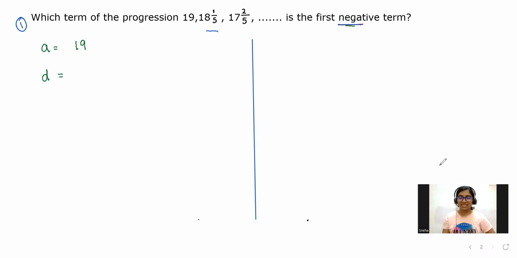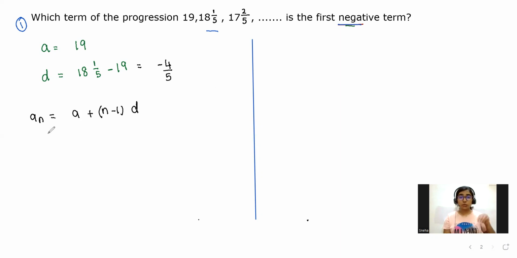We'll be using the formula that we discussed earlier. Now, can anyone tell me the difference? What should I do? 18 1 by 5 minus 19. Of course, convert this mixed fraction into an improper fraction. Find the difference. What is the value that you're getting? Minus 4 by 5. This is the difference. Now, what is the general form of the term that we learned? An is equal to a plus n minus 1 into d. So I'll be applying this formula now.